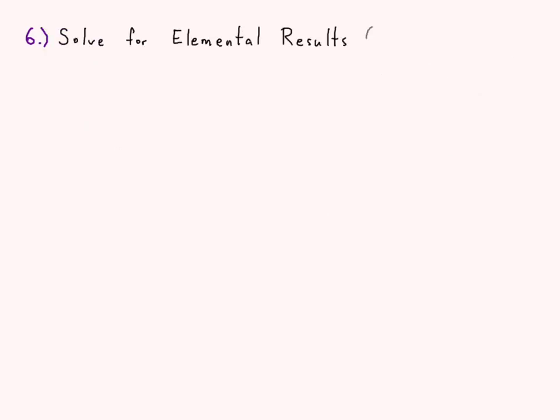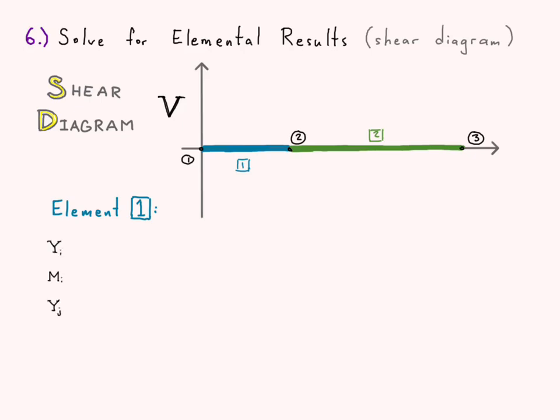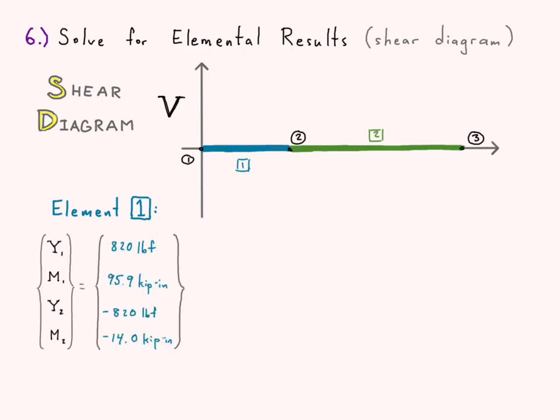So now we go towards solving for the elemental results in the shear diagram. Here is our shear diagram, here are some axes, there's the letter V, here's element 1, here's element 2, here are some nodes, nodes 1, 2, and 3, and we have all our values for element 1. We notice that with element 1, Y1 is in the same direction, so we go ahead and put that at 820 pounds on our shear diagram.